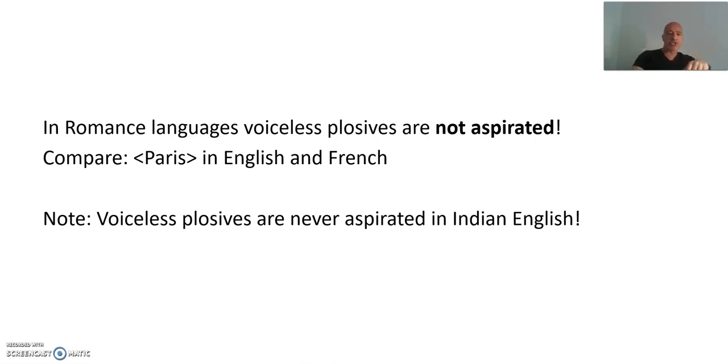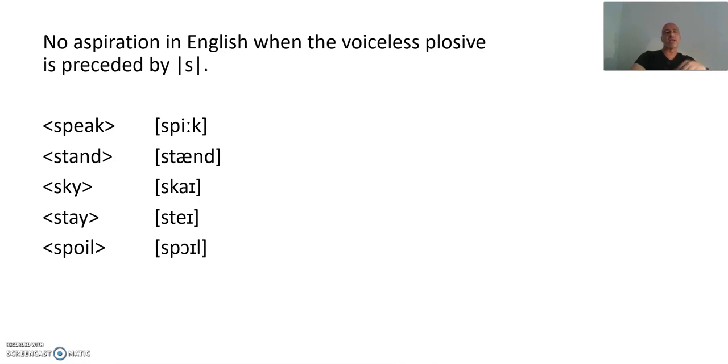So, yes, aspiration, and that's the thing, no aspiration when sp, st, sk. Yeah? So it's speak, stand, sky, stay, spoil. No aspiration there. That's the only exception. Yeah? So you don't say spoil, you don't say speak, you say speak, stay, sky, stand, spoil. Okay? No aspiration when an s is preceding. Yeah? That's a bad thing when Germans produce English. They always say something like, when they do Shakespeare, spoil. No, don't spoil. Okay? All right, we stop.